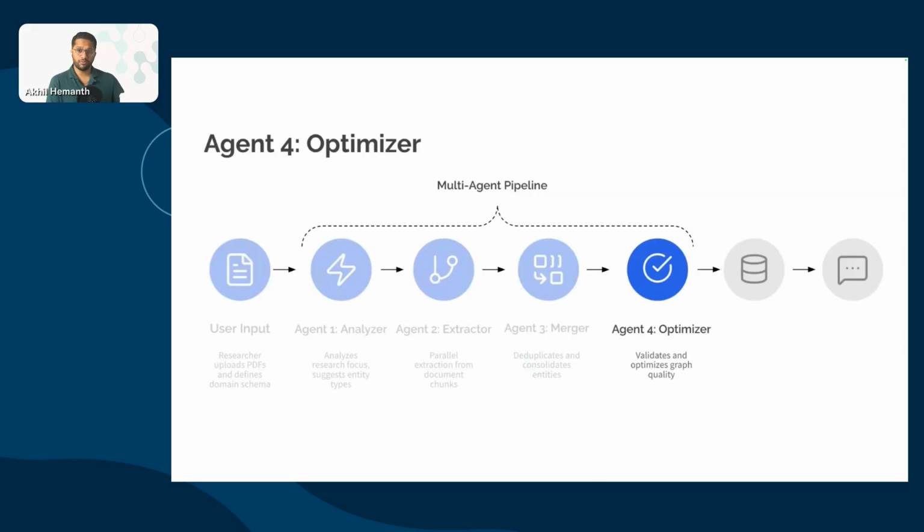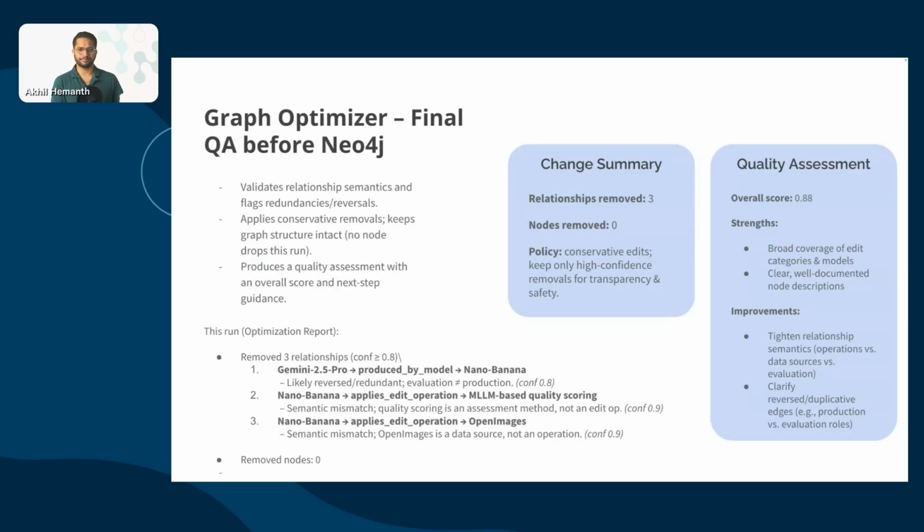And so now we've gone through the three agents, and the fourth and final one is an optimizer, which essentially validates and optimizes the graph quality. So agent 4 is a semantic QA quality assessment pass. In this case, it removes three relationships that were either reversed or were using the wrong verb. So it looks at grammatical errors. It looks at the description.